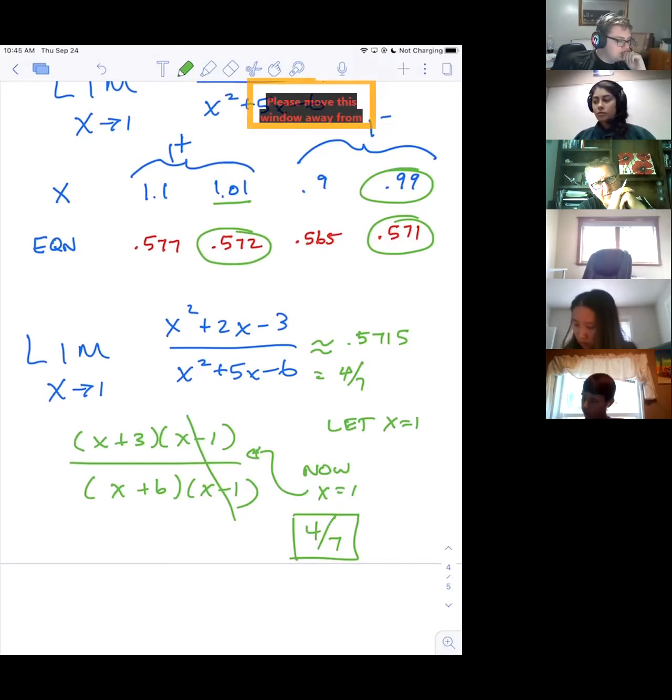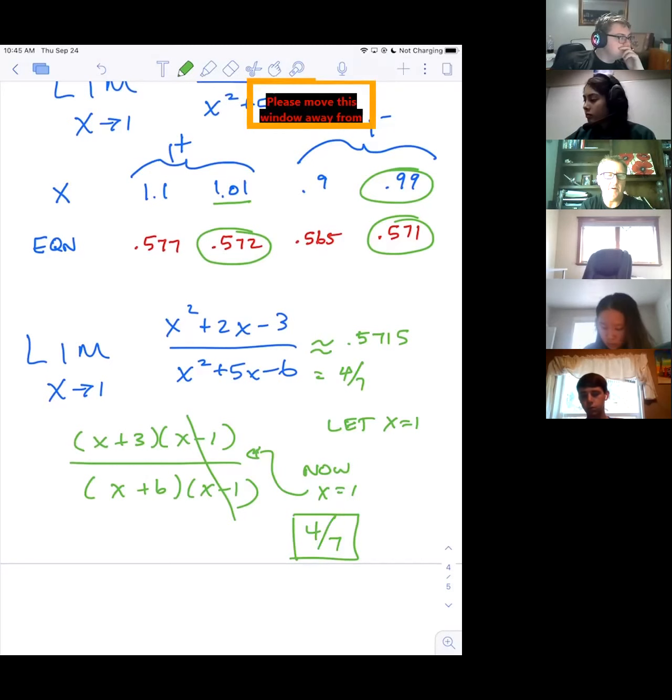0.1111, that's 1/9. There's some I recognize, but I don't recognize 0.571. Now, did you do that on your calculator? What's 4 divided by 7? Sure enough, it's 0.571428. Yeah, that actually is working, isn't it?